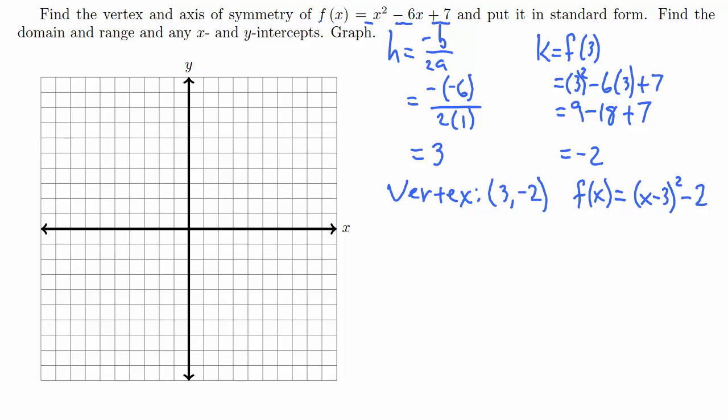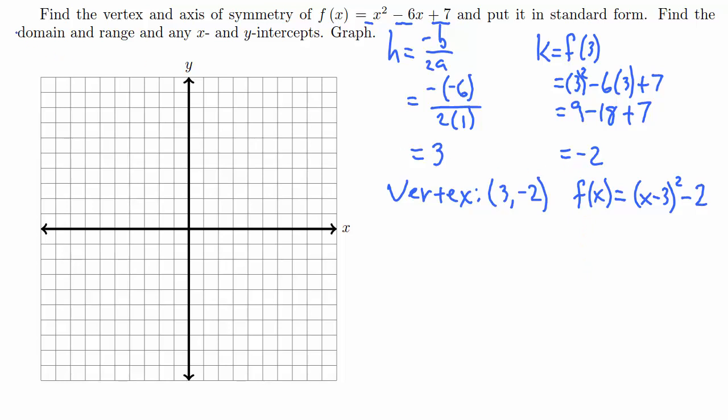Now, notice that it's the same thing as x squared minus 6x plus 7. If you were to FOIL this x minus 3 squared out and then subtract 2, you will get x squared minus 6x plus 7. Notice you get x squared minus 6x plus 9, and then 9 minus 2 gives you 7. Fantastic.